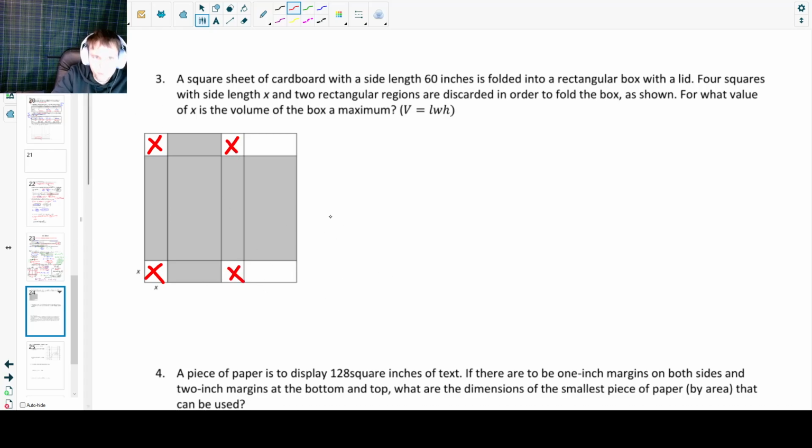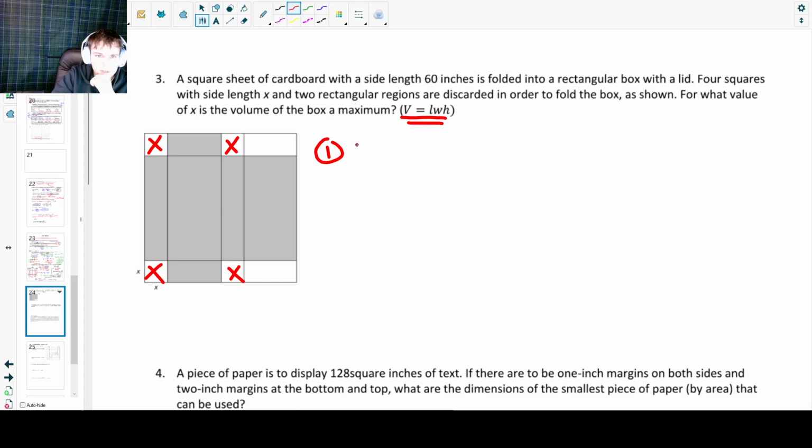This cardboard piece here is 60 by 60 after we've cut out some of these things. And we want to know what value of X gives us the biggest box. Cool. So let's think about an equation here, already sneakily given to us.